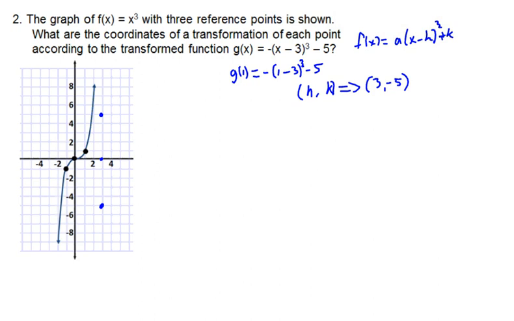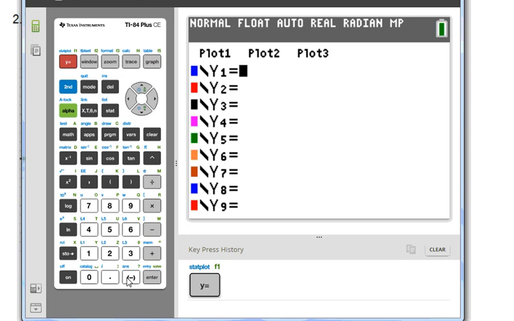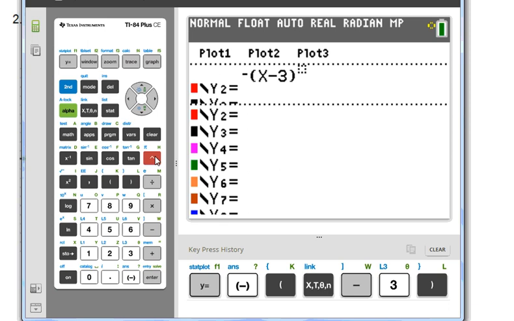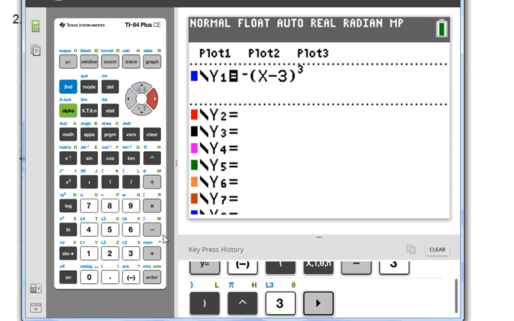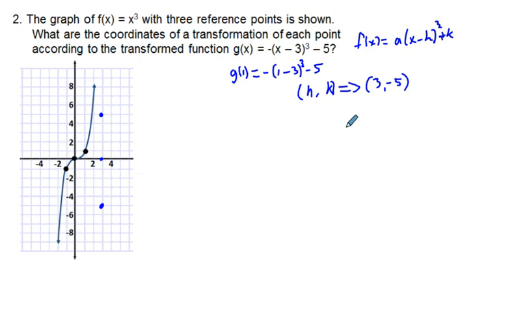So in this instance, the best thing to do might be to go ahead and go to the calculator. Say, okay, we'll have negative quantity x minus 3 cubed, and we'll put minus 5 and see what happens here. So what we do is we turn the thing upside down. Now see, our vertex is right here. So that was right here. Turn upside down. So 3 minus 5, that's going to be right here. 3, negative 5.